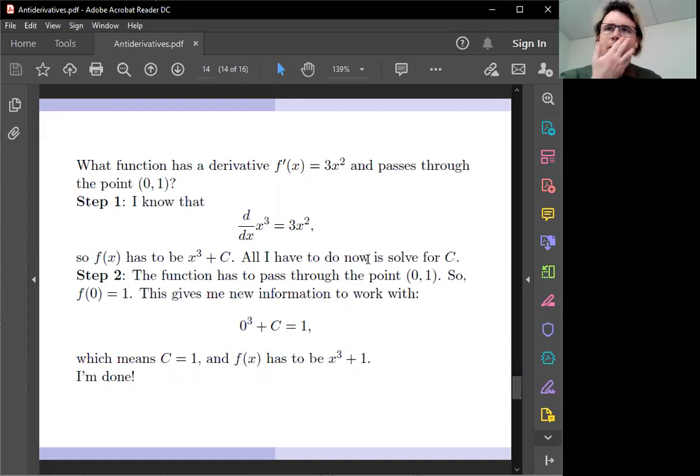So step one, I'm going to look at this function, f prime of x equals 3x squared. What function could have 3x squared as its derivative? X cubed. Yes, the derivative of x cubed is 3x squared. I remember that. So that's one possible antiderivative. But that means that every antiderivative is going to be x cubed plus some number. I just got to figure out what that number is.